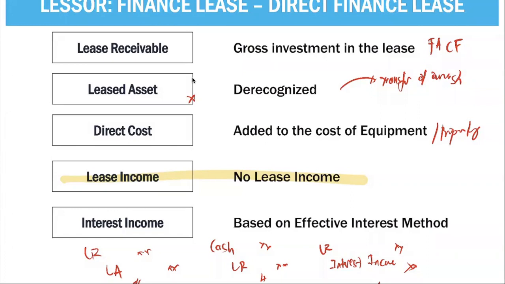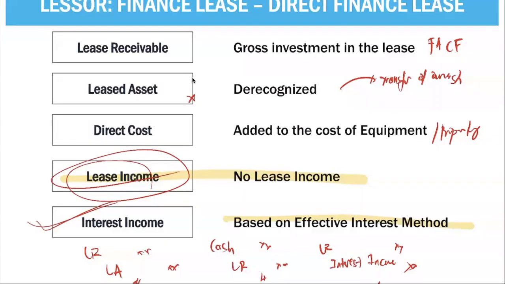So here, when you collect the lease receivable, you debit cash, you credit lease receivable. Once there is an interest income, you debit lease receivable, you credit interest income. That is based on your effective interest method. Take note, no lease income, but there is interest income.